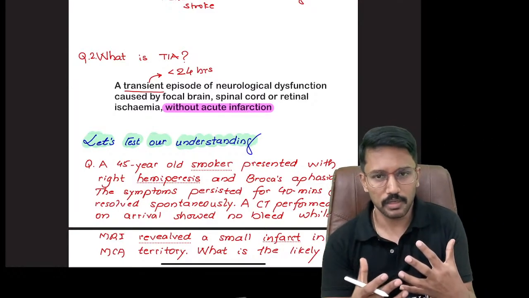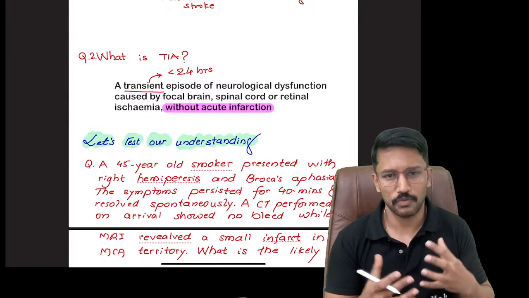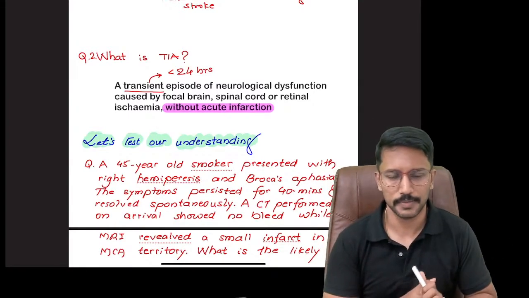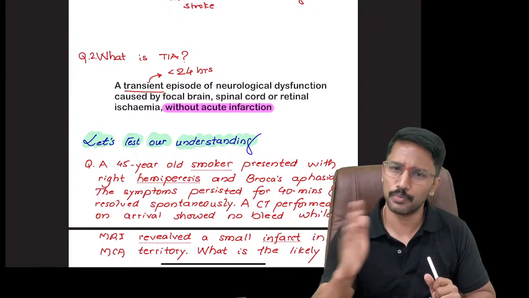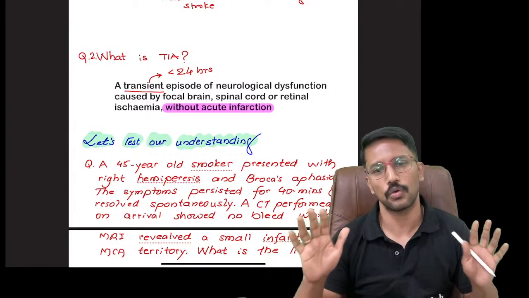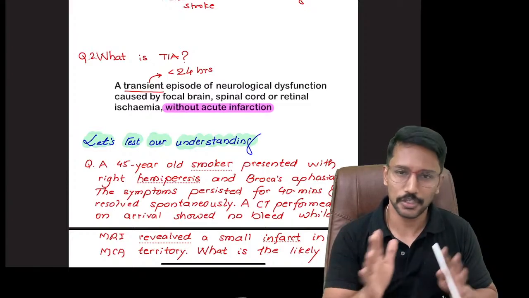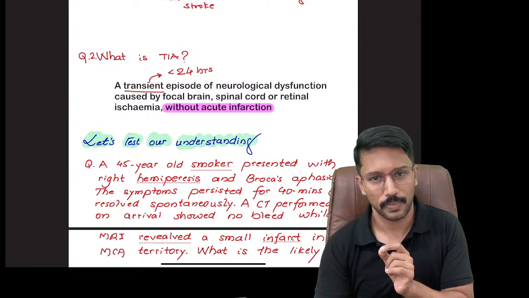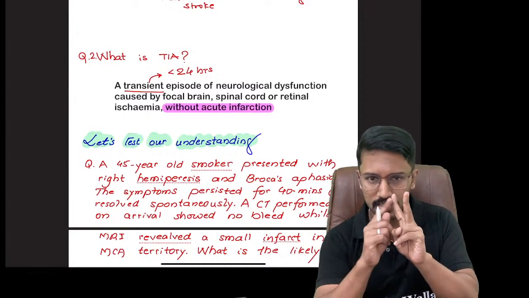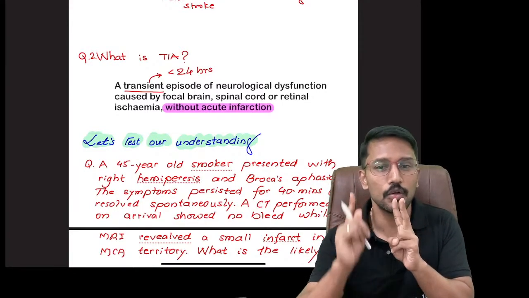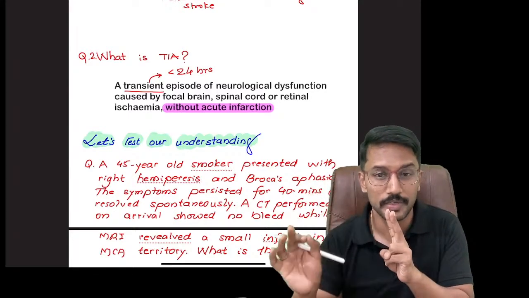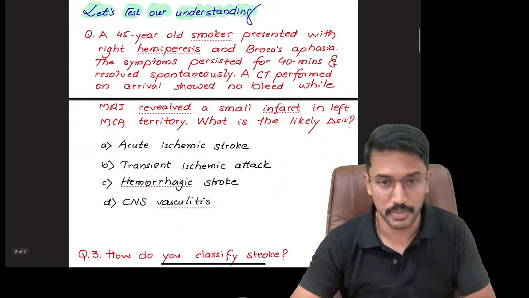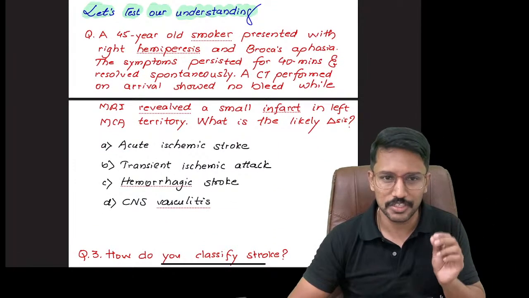So if you present to me with some focal neurological deficit, let me say that you have got a right hemiplegia or a left hemiplegia or Wernicke's aphasia or Broca's aphasia, and the symptoms have quickly improved within 24 hours, they have completely resolved to normalcy. But if I find an infarction on the CT scan, it will still be counted as a case of stroke and not TIA. TIA means we have to have two things. Symptoms lasted less than 24 hours and we find no evidence of ischemia on imaging. Only then we will call it a case of TIA. So now look at this question and tell me, should we call it TIA or should we call it an ischemic stroke?